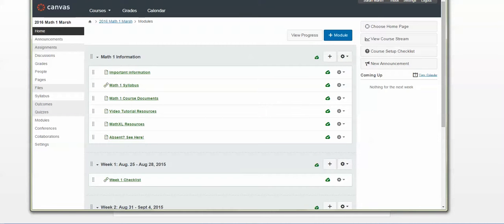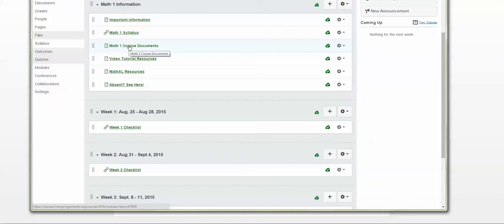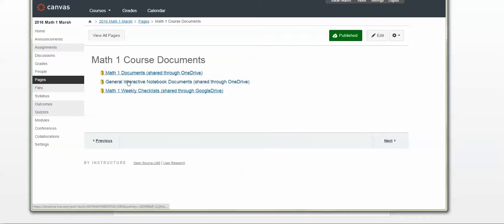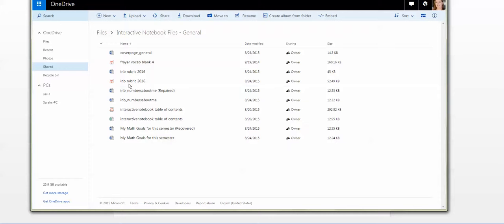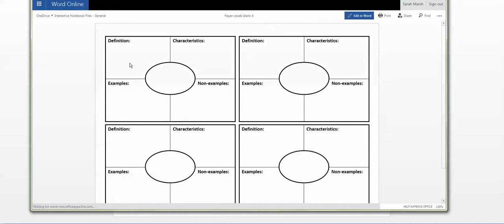So here's the Math 1 Canvas page. And let's see, Math 1 Course Documents is where you want to go. And there's 3 folders here. You want to click on the second one that says General Interactive Notebook Documents. It's going to take you to this page. The one that you need is the one that says Frayer Vocab Blank 4. Click on that. And it opens up the page that I'm going to fill out.